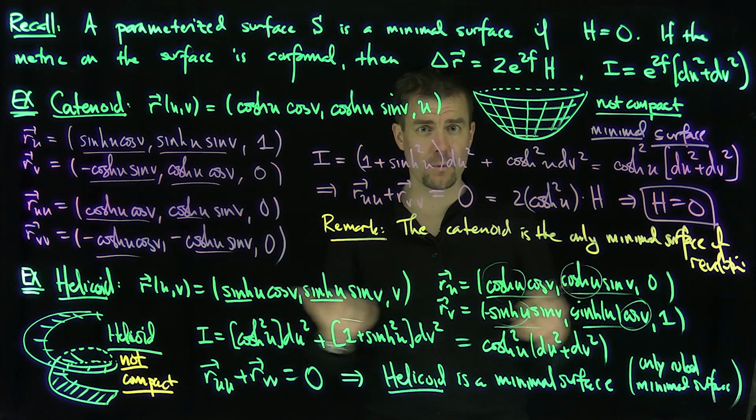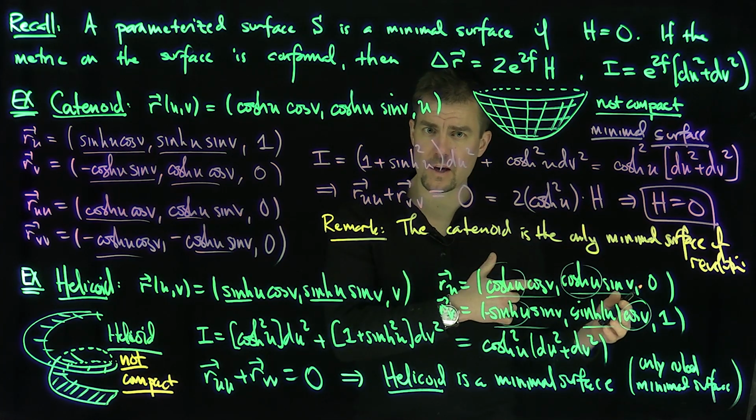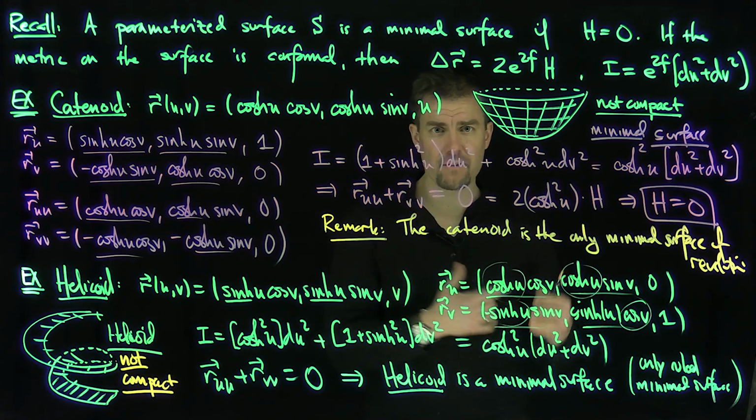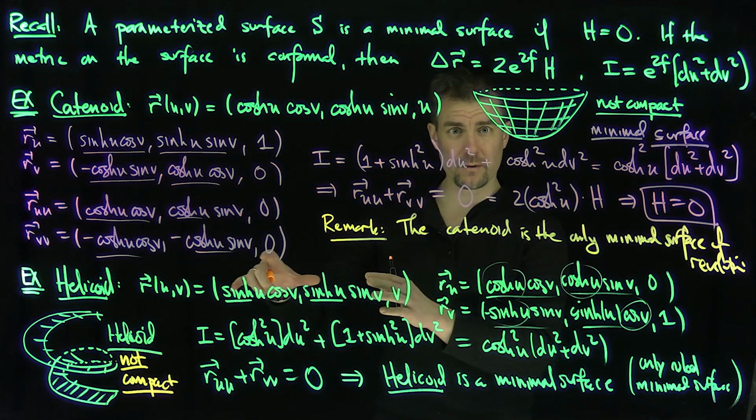They have to be both positive or both negative. If they're both positive, you can't have k1 plus k2 being equal to 0. If they're both negative, you can't have k1 plus k2 being equal to 0. So there's no way that I can have a compact minimal surface, which you'll see in a further video.